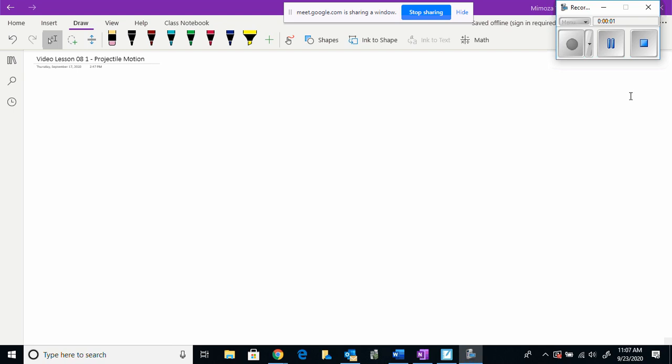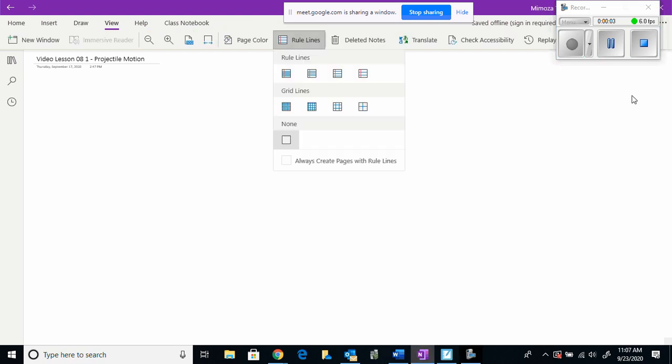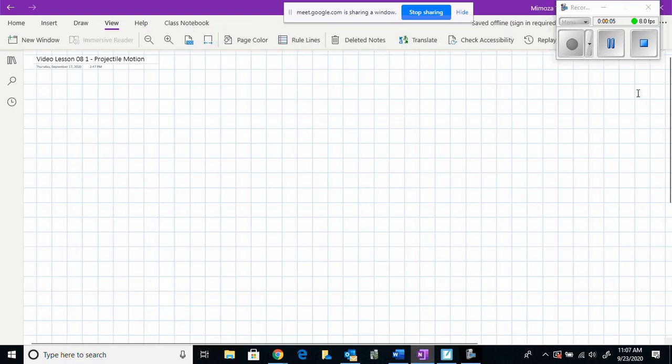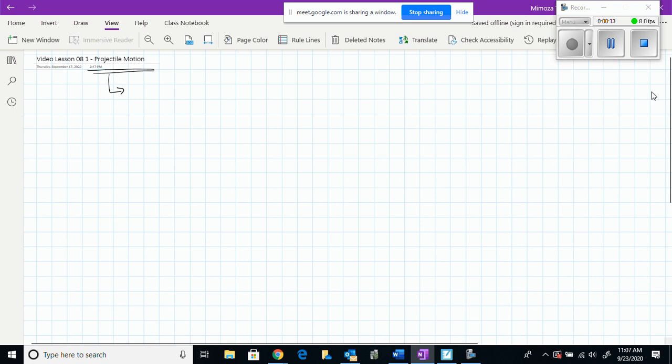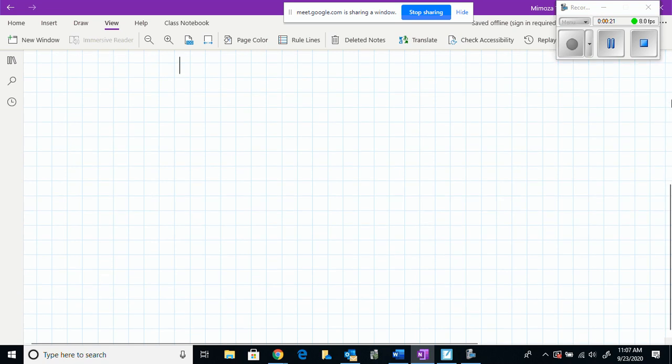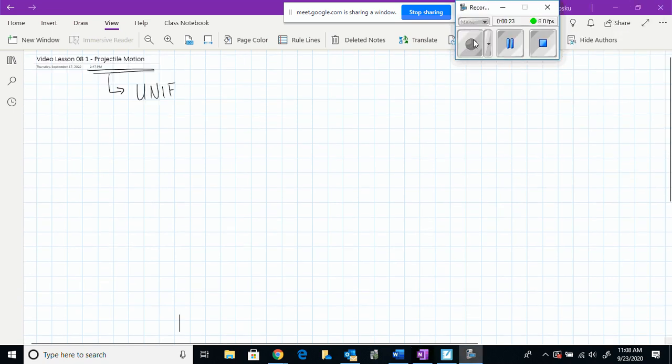So today we will talk about projectile motion. And what is projectile motion? It is a combination of two motions. One of them is uniform motion and the other is non-uniform motion.